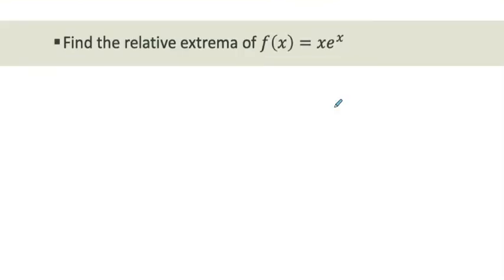All right, now let's get into some application here. Find the relative extrema. If you remember from when we did this back in chapter 3, relative extrema is when we take the derivative and set it equal to 0. So let's do that. The derivative requires product rule. I have one function, x, times another function, e to the x. So we have to do product rule here.